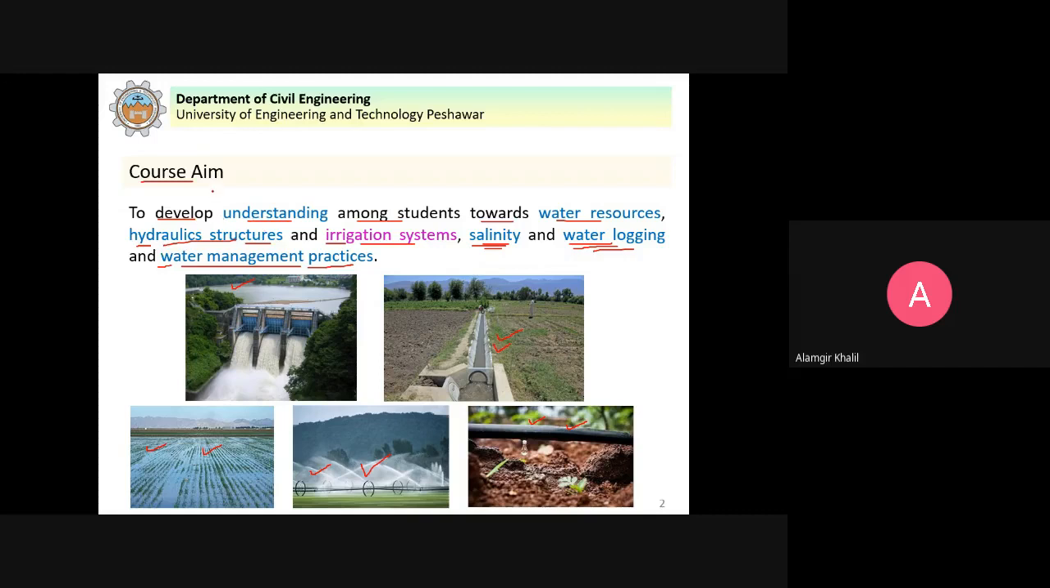So after we study this irrigation engineering course, students are expected to have a good understanding of water resources, hydraulic structures, irrigation systems, salinity and water logging, and water management practices.